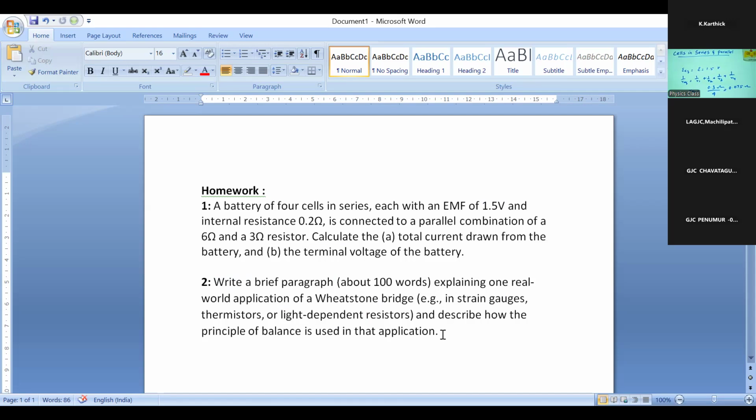Just to know that P by Q is equal to R by S is not enough. Okay, you have to think beyond the textbook. So that's why I am giving that question. Okay, any doubts?